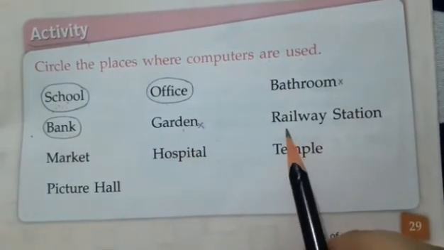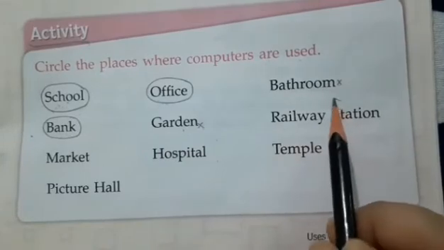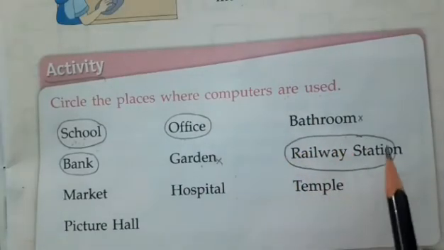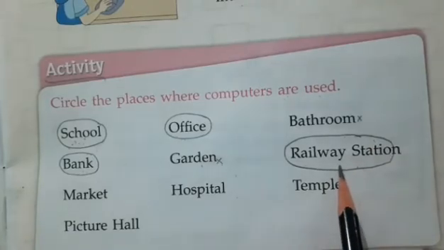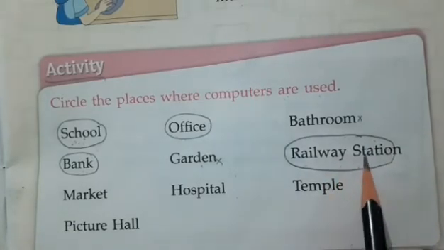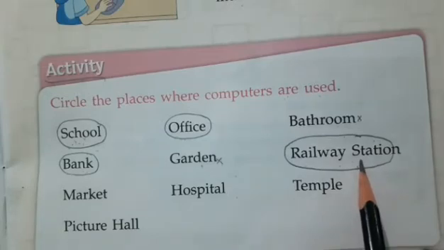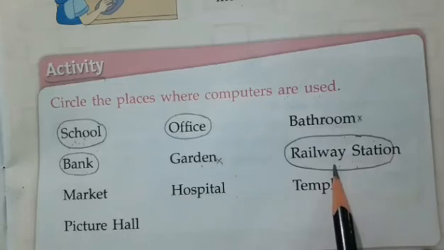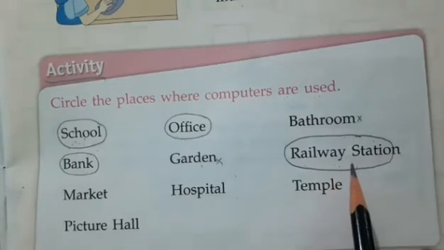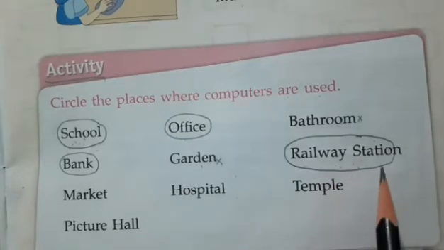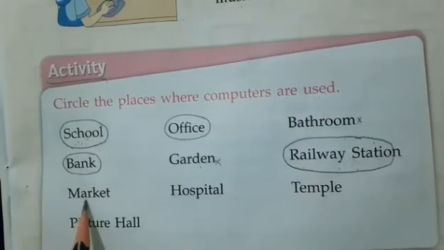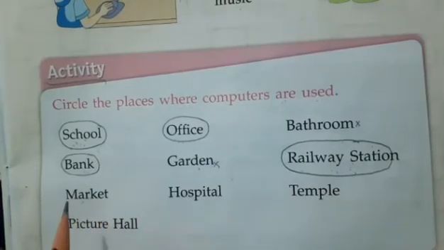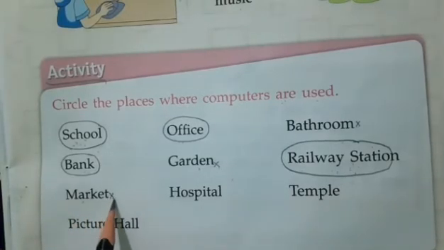Okay. Next is railway station. Yes, children, a computer can be used in railway stations. There, a computer is used to book the train tickets, and also a computer can give us information about the arrival and the departure of the trains. Okay, it gives us the information about the reaching or departure time of the trains. Now next is market. No children, a computer cannot be used in the market.